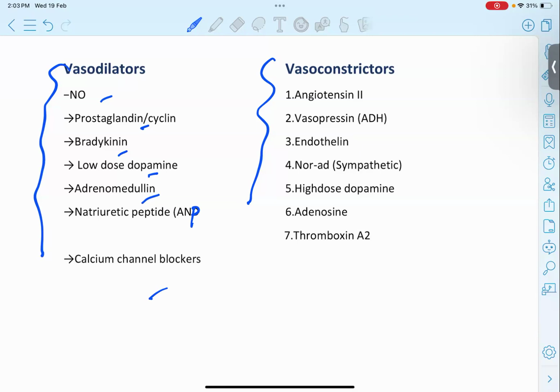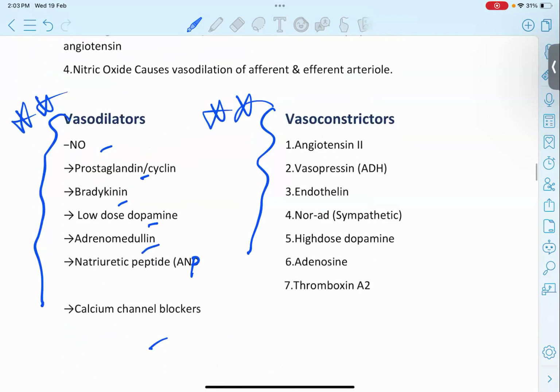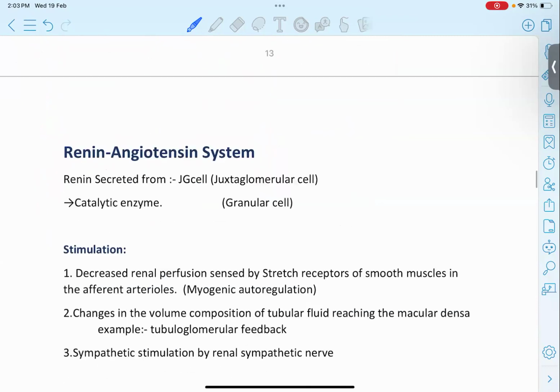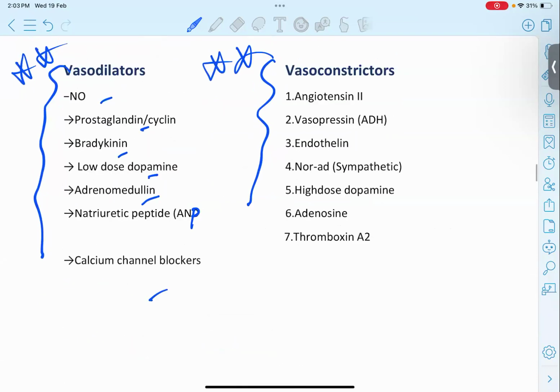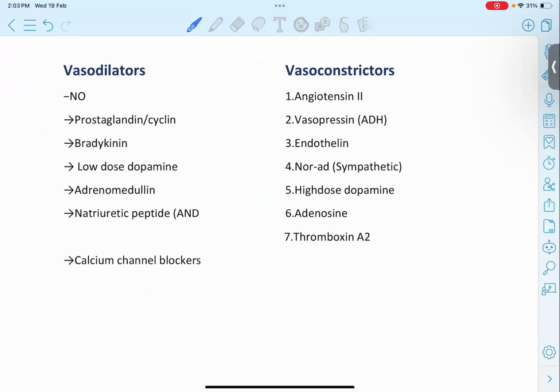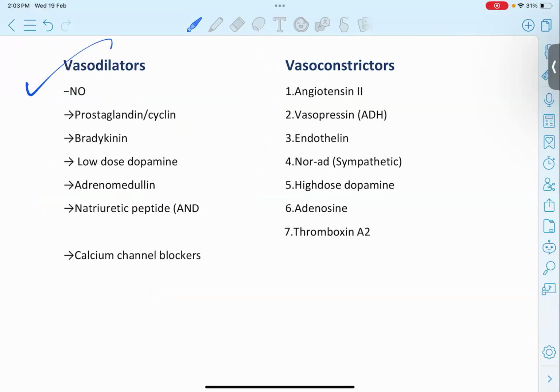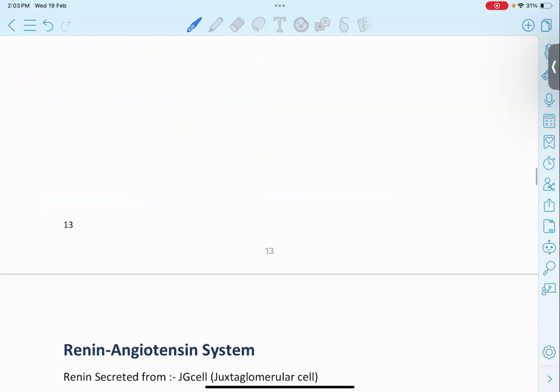This is very, very important recall. Even if you start solving questions, you will get at least 20 questions on vasodilators and vasoconstrictors. So you have to memorize it. You can make mnemonics. I don't have any; I could remember it as it is, but if possible, make a mnemonic for it. But you have to memorize what the vasodilators are and what the vasoconstrictors are.